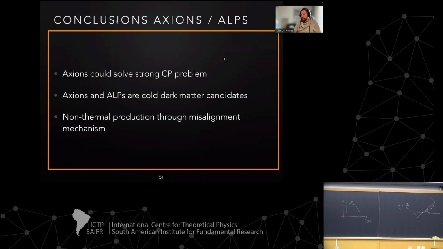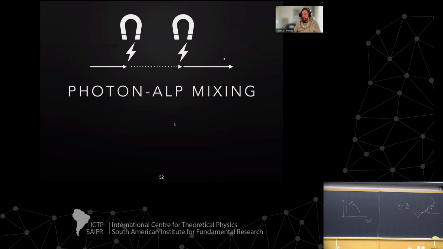So conclusions for this first part: axions can solve the strong CP problem. Axions and ALPs are cold dark matter candidates, and we need this non-thermal production mechanism through the so-called misalignment mechanism. Okay, and now let's go to photon-ALP mixing, how we can actually search for these particles.